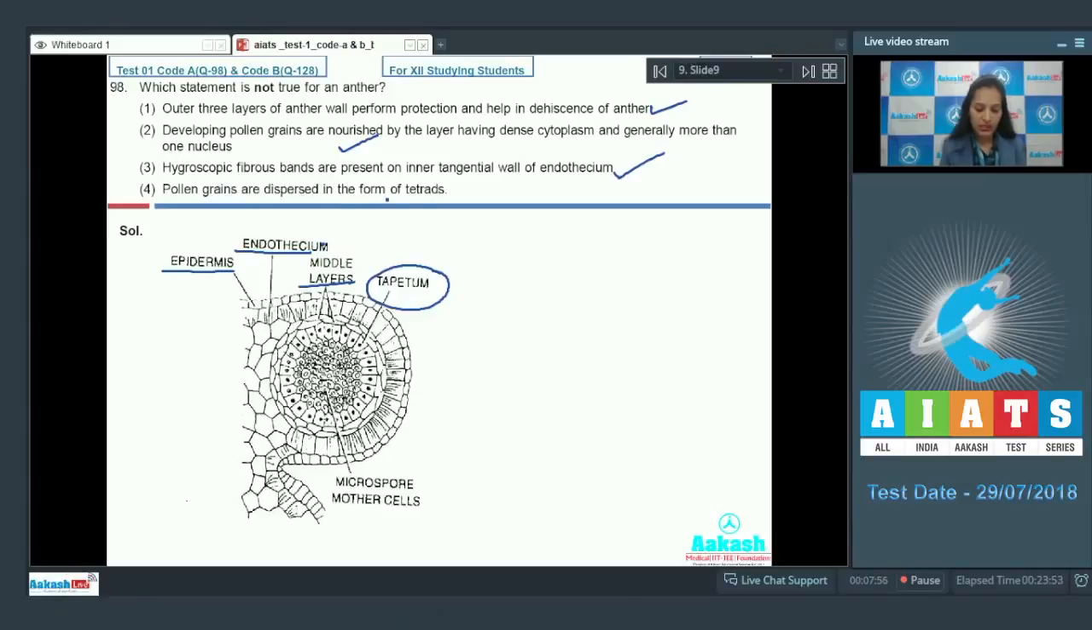Last is, pollen grains are dispersed in the form of tetrads. No. As the anther matures and dehydrates, the microspore tetrads dissociate from each other and the pollen grains are dispersed. So they are not dispersed in the form of tetrads. Instead, tetrads dissociate from each other to form pollen grains. So this is an incorrect statement. So out of these statements, the incorrect one is option number 4. So the correct answer for this question is option number 4. Let's move on to the next question.